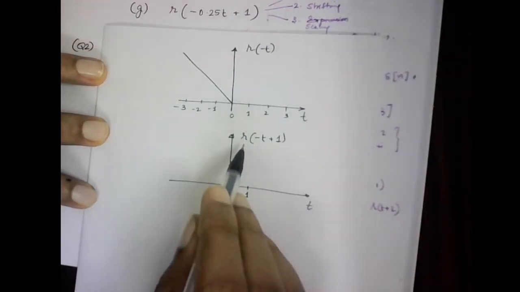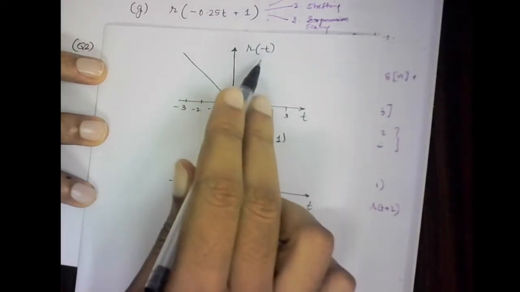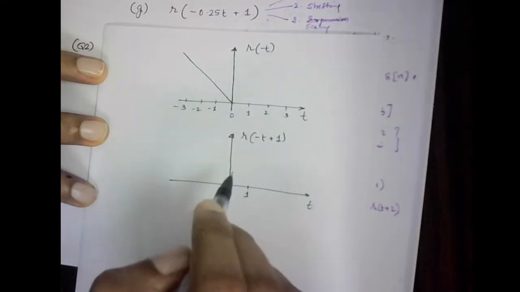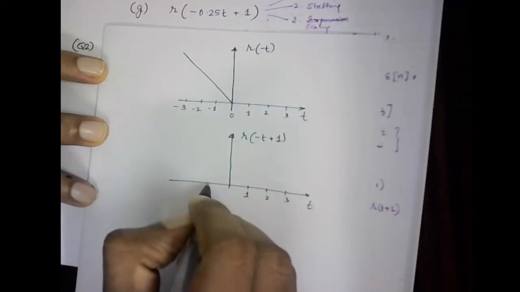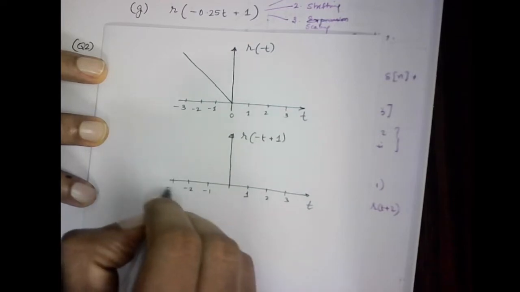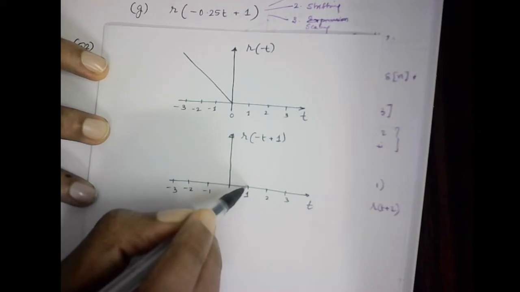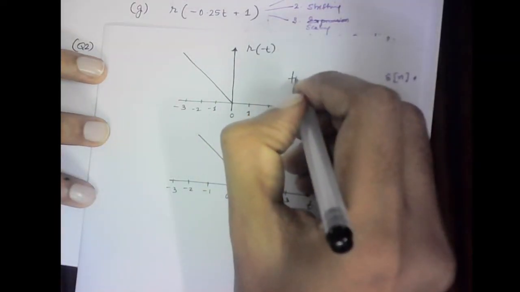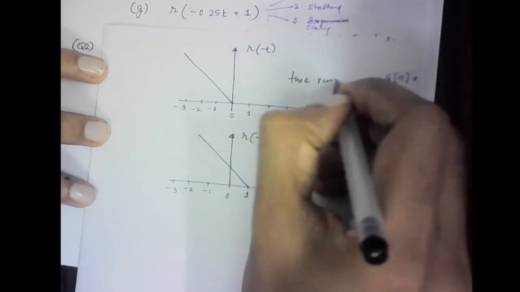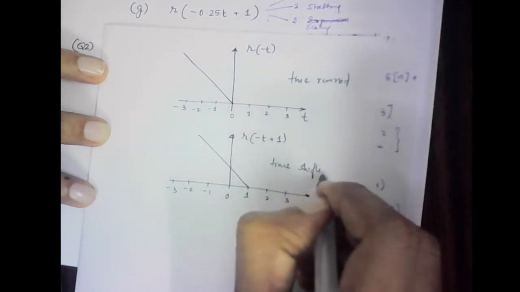Okay, so r of minus t plus 1 is basically the ramp signal r of minus t, which is the time-reversed ramp signal, and you shift it to the right by 1 second. So 1, 2, 3, here you have minus 1, minus 2, minus 3. So it will be a signal starting from here and it will be like this. Okay, so this is the time-reversed signal. This is the time-shifted signal.